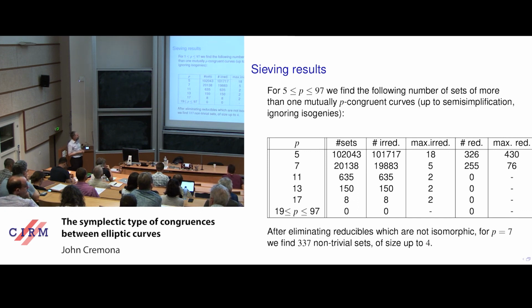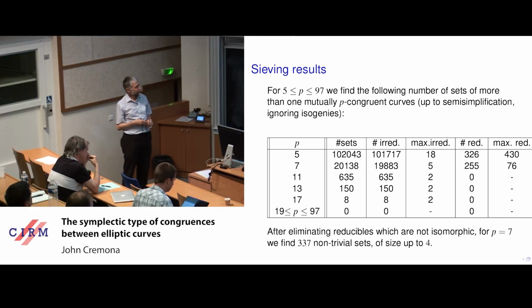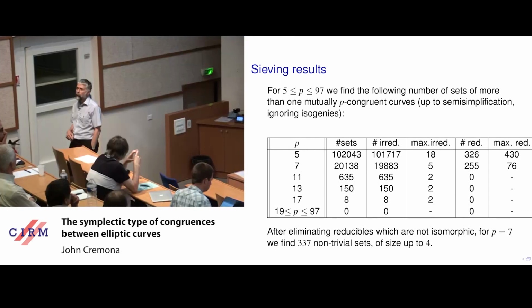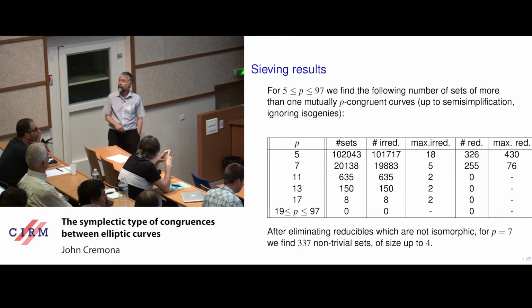isomorphic mod p representations for p equals 7, we never find more than 5 isogeny classes with these mod 7 congruences. Right, so for p equals 11, there are still quite a few. They're all irreducible, and they're always just pairs, no bigger sets. Similarly, for 13, we go down to only 150 pairs, and for 17, there are only 8 pairs. And even, as I think I mentioned on an earlier slide, for 17, the 8 pairs, that's a bit of a cheat. There's really only 1 pair. The others are all quadratic twists.